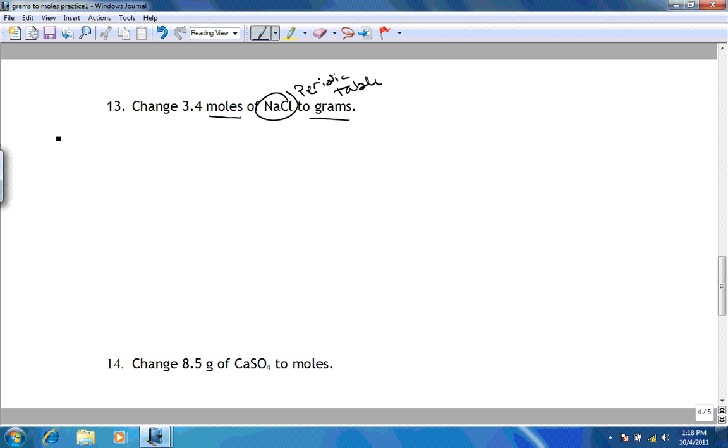So that means I want NaCl. Notice that there's no numbers there. That means that's 1 and 1. So I'm going to look on the periodic table and I'm going to find Na. It's 22.99, which comes out to be 1 times 22.99. And then chlorine is 35.45. So it'd be 1 times 35.45.